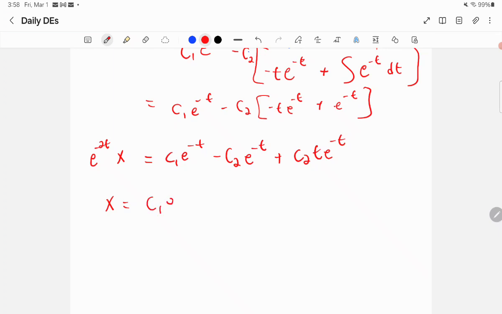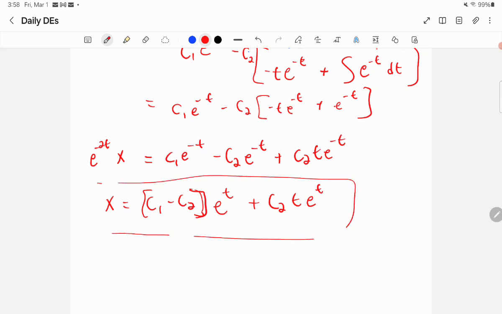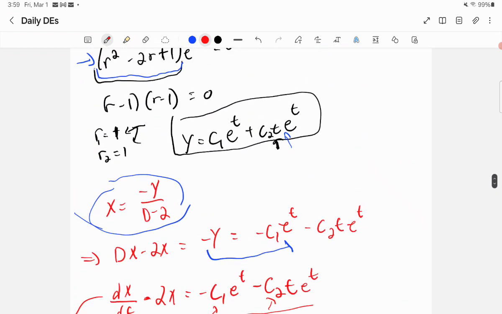x is equal to c1 e to the t. Actually, let's just do the c1 minus c2, which is obviously a different constant that I could call c3 if I wanted, right? So I could call this a constant, but I'm just going to leave it like this. e to the t plus c2 t e to the t. Because, right, dividing by e to the minus 2t is the same as multiplying by e to the plus 2t. And that gives me my solution here. Okay? So that's my solution for x, and this is my solution for y.